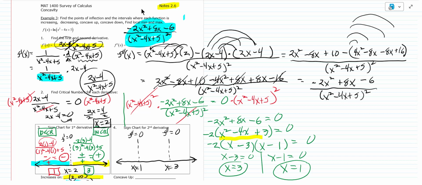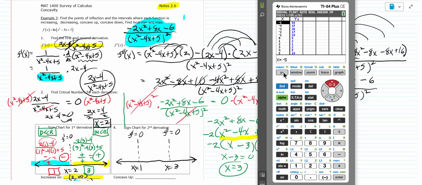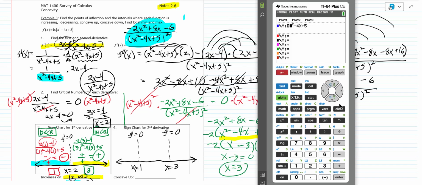This is important. If you want to save yourself a little work, what you can learn to do on a sign chart is actually graph the second derivative, and we can get the sign chart with that. Well, we don't have to do anything. We can just trace out test points. So go ahead and go to Y1 on your calculator, and we're going to graph the second derivative. That's what I have highlighted in blue.